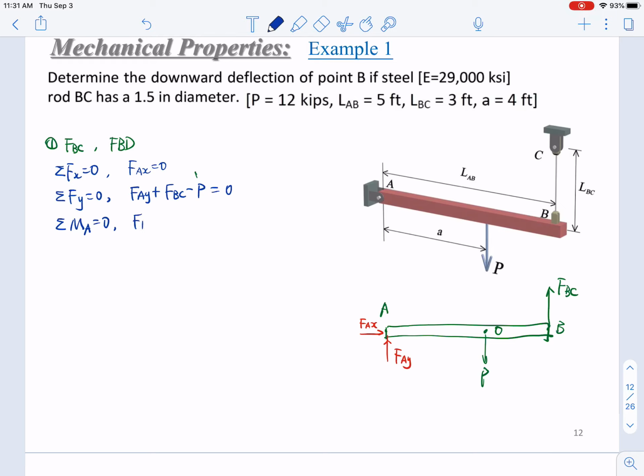We have FBC times LAB plus PA equals 0. Is that a correct equation? Is that plus or minus? They have different directions, so minus PA equals 0. So the FBC equals PA over LAB. That is 12 kips times A, that is 4, over AB, that is 5. So this is 9.6 kips.